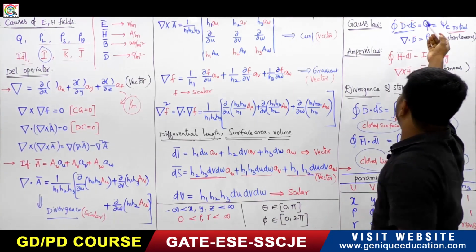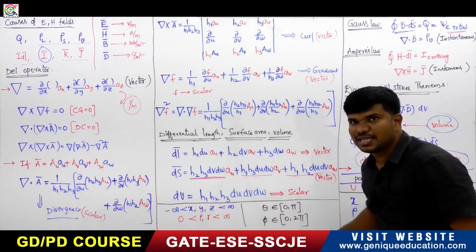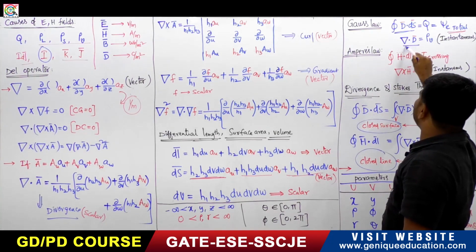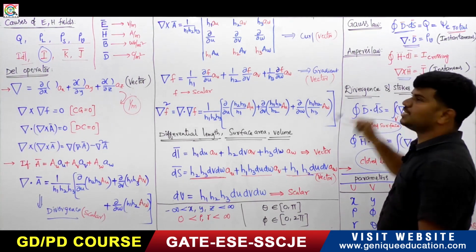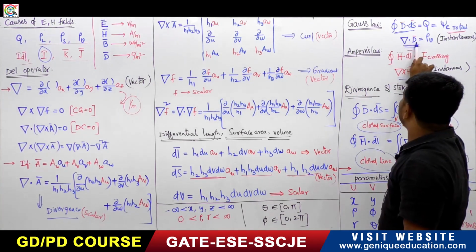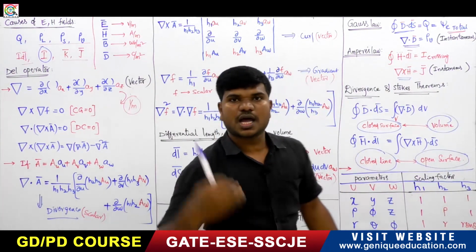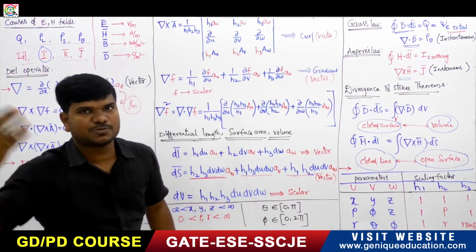So we already know why we have to remember this. There is del dot D, and there is del cross H. So that means in del dot D, the D may be given in Cartesian, cylindrical, or spherical coordinates.